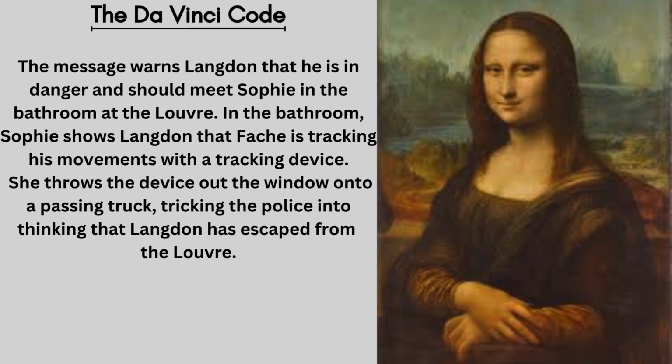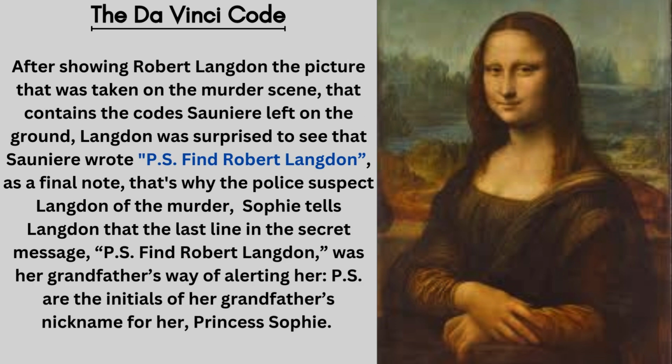In the bathroom, Sophie shows Langdon that Fache is tracking his movements with a tracking device. She throws the device out the window onto a passing truck, tricking the police into thinking that Langdon has escaped from the Louvre. After showing Robert Langdon the picture that was taken on the murder scene, that contains the code Saunière left on the ground, Langdon was surprised to see that Saunière wrote "P.S. Find Robert Langdon," as a final note. That's why the police suspect Langdon of the murder.